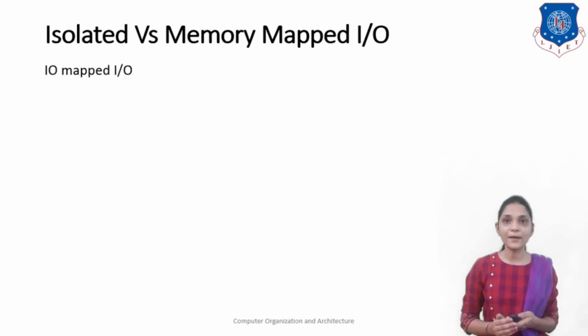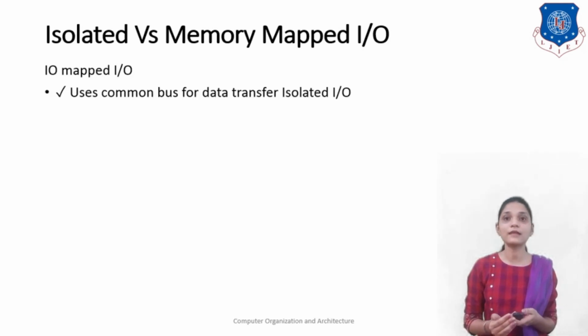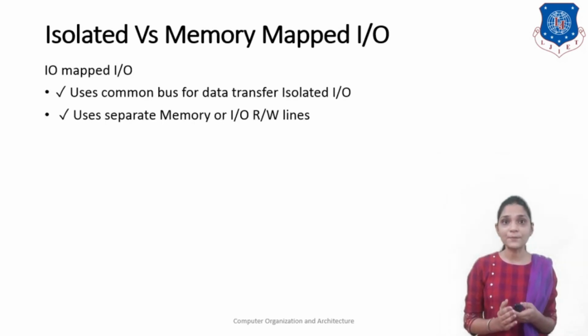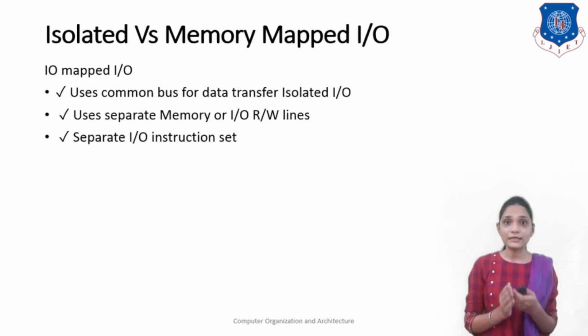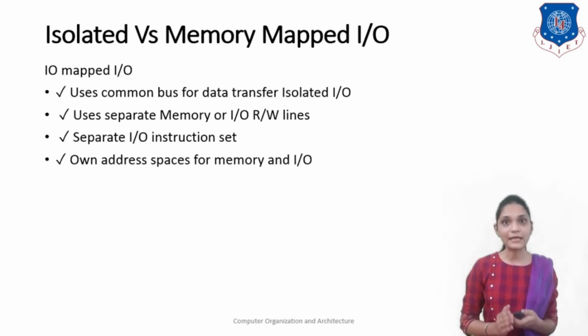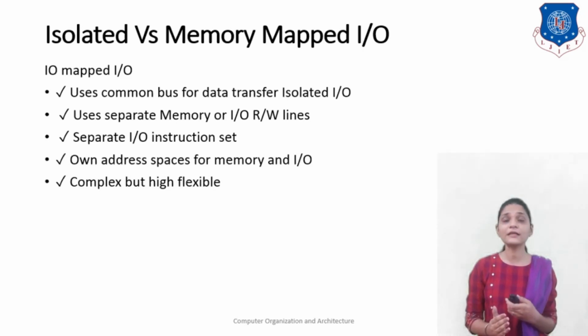If we compare both of these, then for the isolated IO, it uses separate memory and IO read-write lines and a separate IO instruction set, and it has its own address space for the memory and the IO, and it is complex but highly flexible.